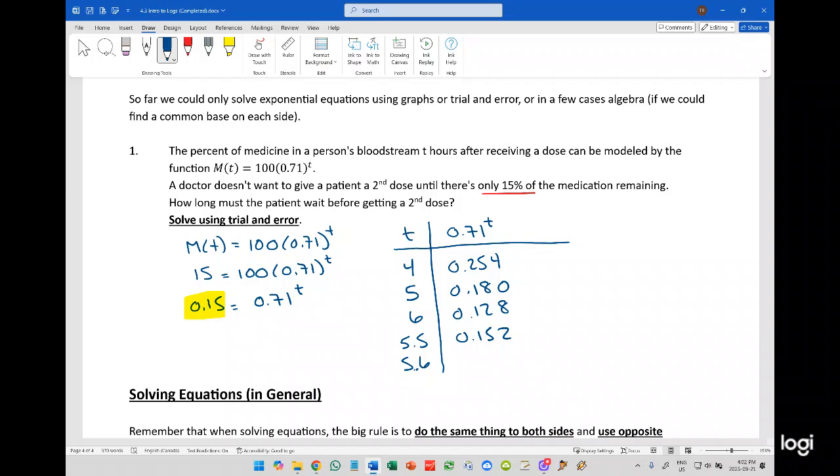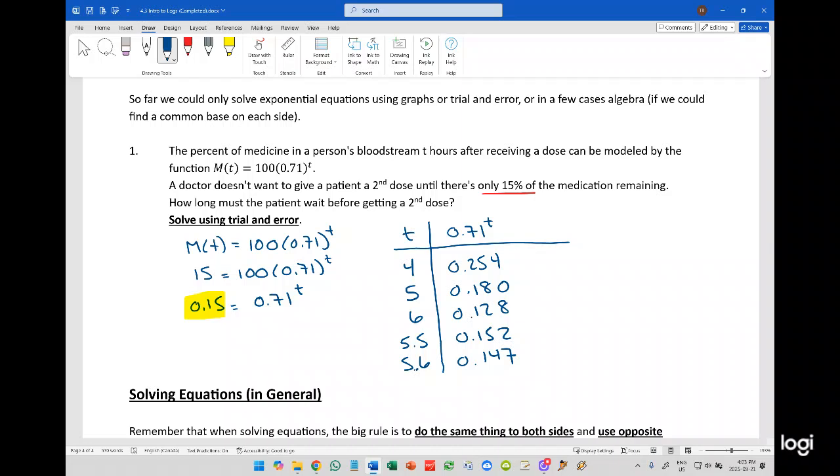0.71 to the exponent 5.6 is 0.147. Okay, so it's between 5.5 and 5.6 hours. Again, 0.1 of an hour is about 6 minutes. Well, it's actually exactly 6 minutes.